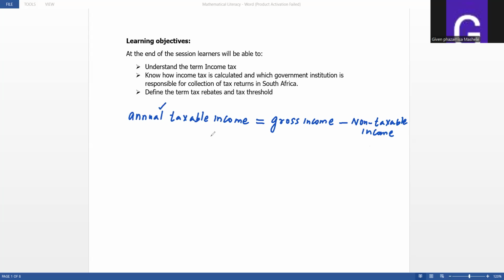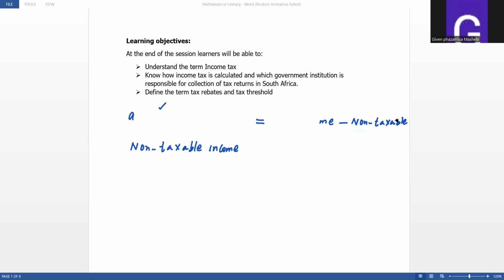Now, when we talk about the non-taxable income, actually, let me use this, because I don't want to erase this anymore. Let me just use the word tool, so that I don't keep on erasing time and again. Okay, right, let me go through this.